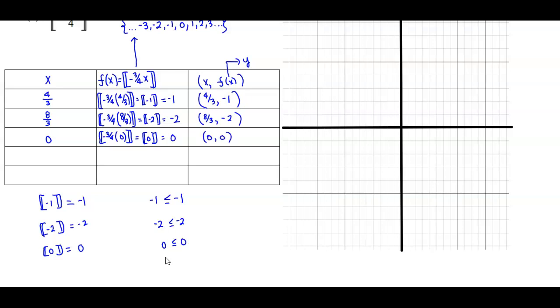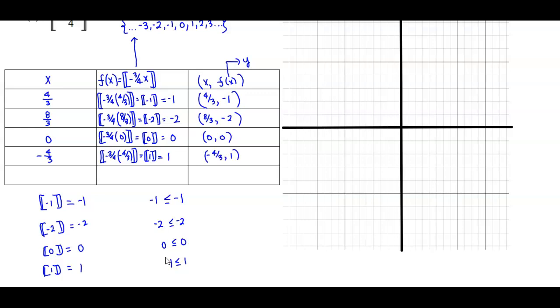Now let's take the negative version of the value of 4/3. If we take negative 4/3 and plug it into this function, we have negative 3/4 times negative 4/3. That gives us positive 1. And that's going to equal 1, because the greatest integer of positive 1 is 1. So therefore, we have negative 4/3, and then that's 1.